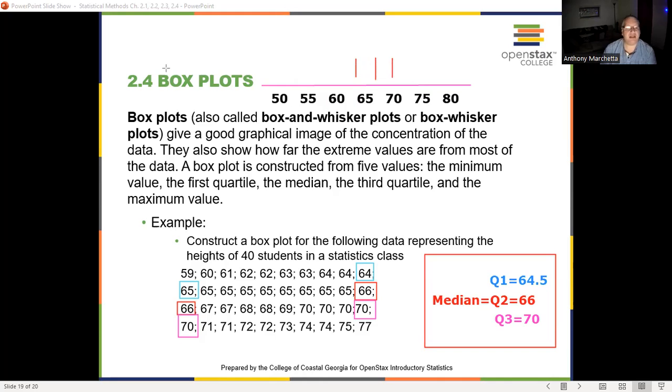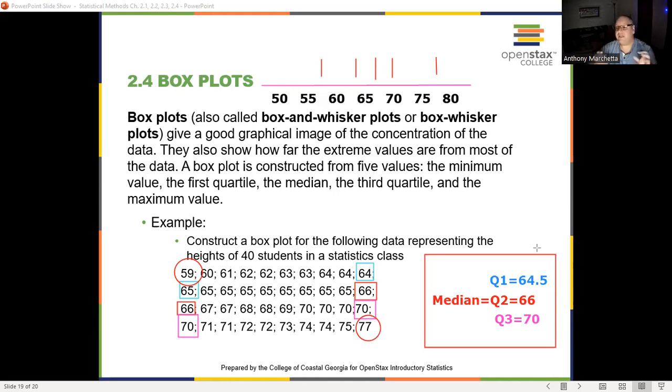Okay. Then the last thing you want to do is consider the very first number in the set, 59, and the very last number in the set, 77. So let's represent 59 with a vertical line. Good. And let's represent 77 with a vertical line. Okay, let's stop here for a minute.